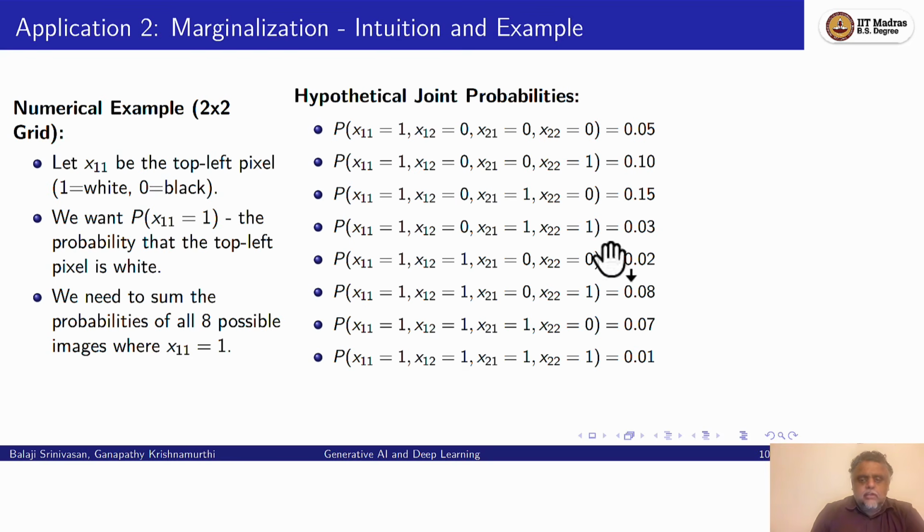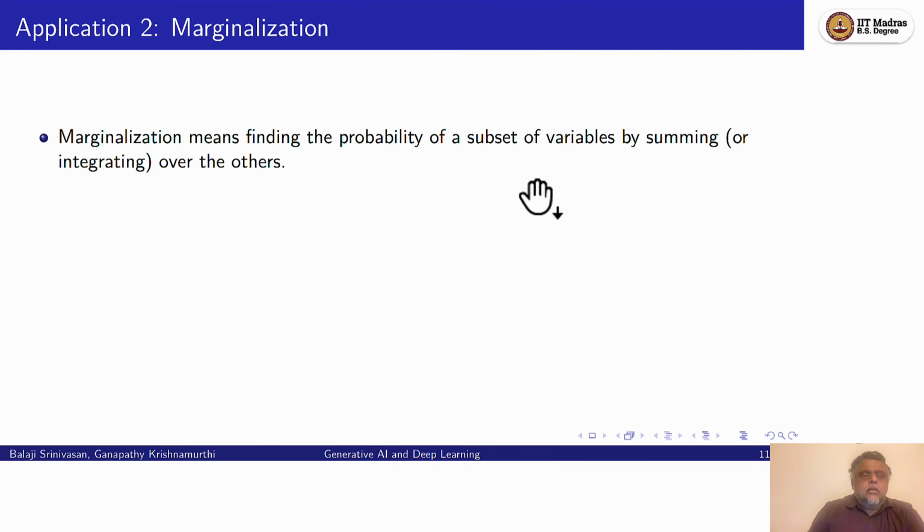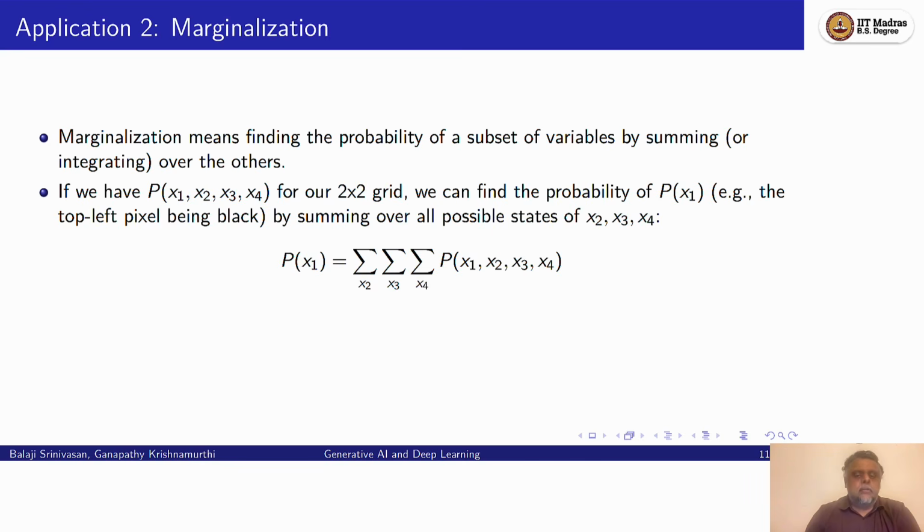So these are the possibilities, 8 of them. And if you want to calculate the probability that x11 equals 1, you just have to add up all of them. So what is marginalization? This is marginalization. You have to integrate over the other variables, which are the values at the other pixel locations. So marginalization means finding the probability of a subset of the variables by summing over the others, or integrating over the others if you're working in the continuous domain. Here we have discrete events, 0 and 1, so we will just sum over them.